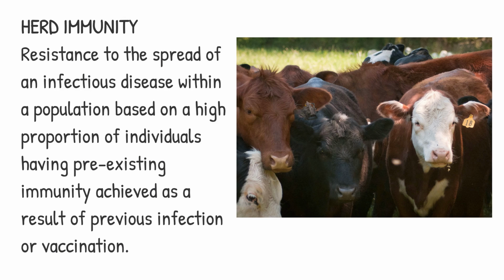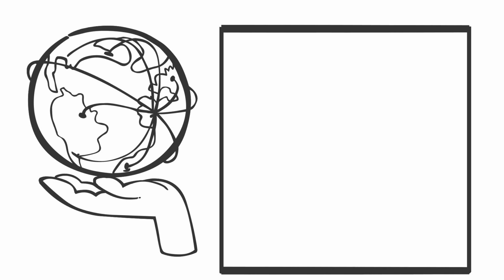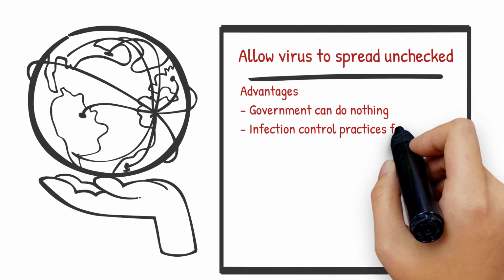What is herd immunity? Resistance to the spread of an infectious disease within a population that is based on a high proportion of individuals having pre-existing immunity as a result of previous infection or vaccination. There are two strategies for achieving herd immunity.